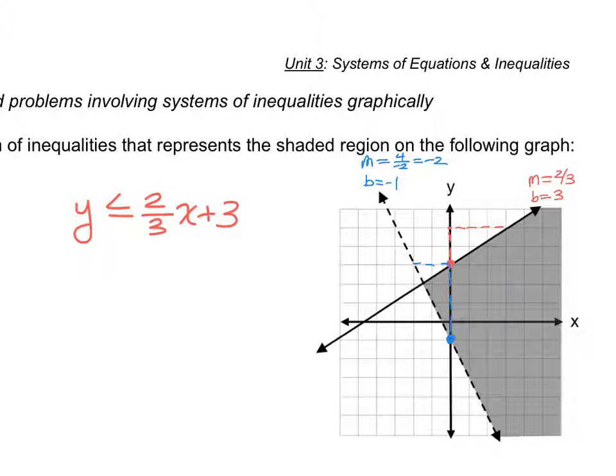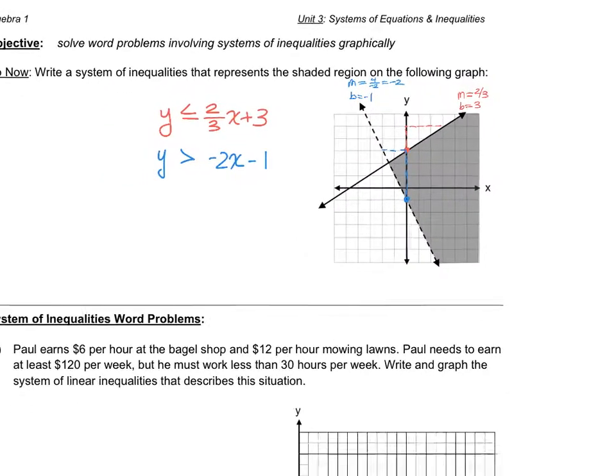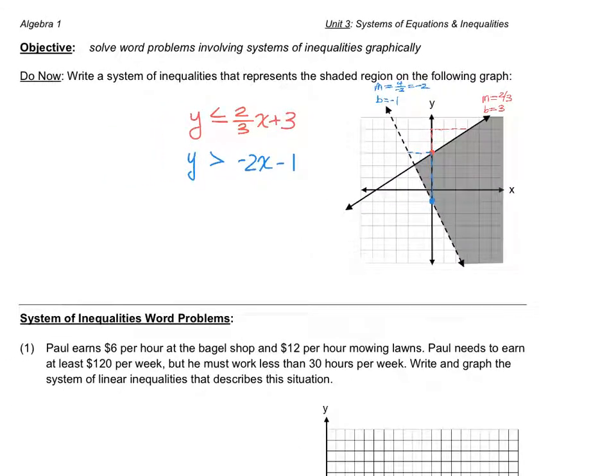All right. For the other one, we've got y, we've got -2x minus 1. Am I shading above this line or below it? Above it. It's a dashed line, so is that going to be greater than or greater than or equal to? Which one is it? Greater than. So I have my system of inequalities. That's all that question was asking you to do. Okay. Not too bad.